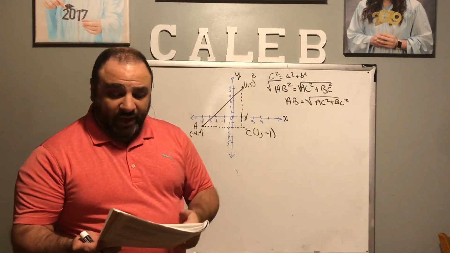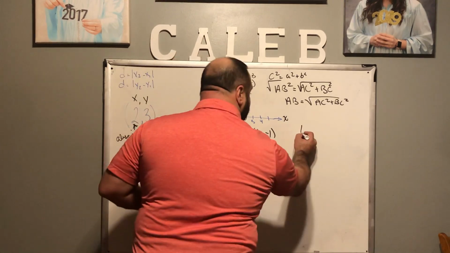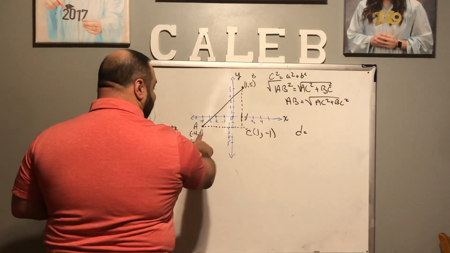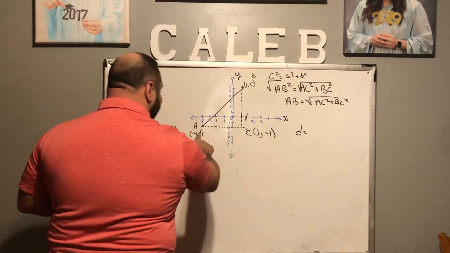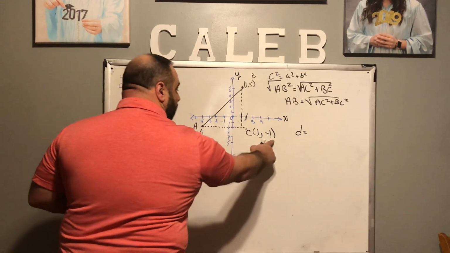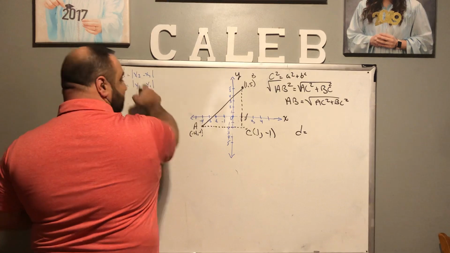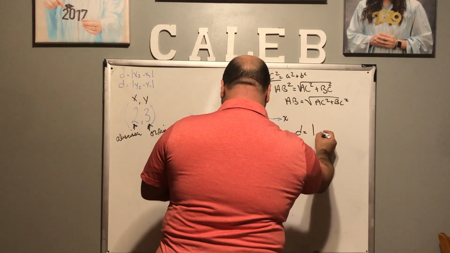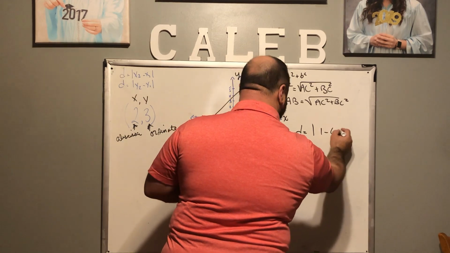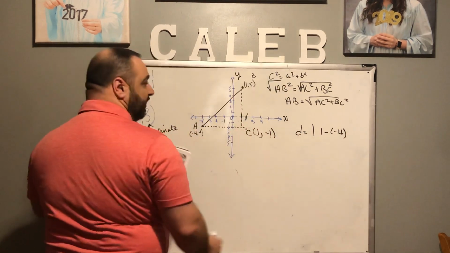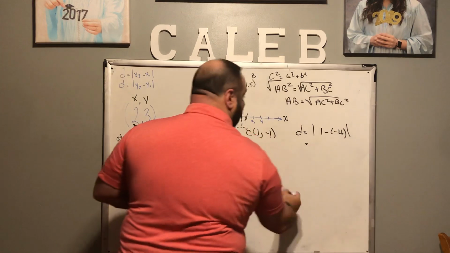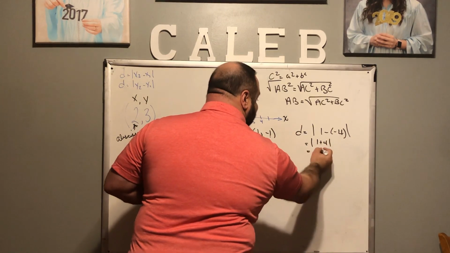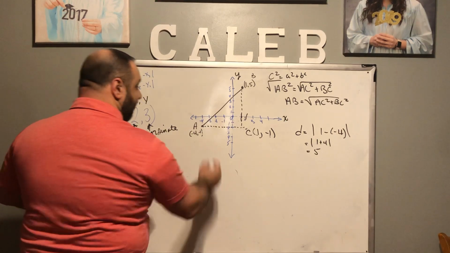So let's quickly do that, all right? So D equals, all right, so we're going to go A and C here. So since our y values, our ordinates, are the same, we're going to go x2 minus x1. So x2 minus x1. So we're going to go 1 minus -4. And we're going to have just 1 plus 4. And the distance would be 5.